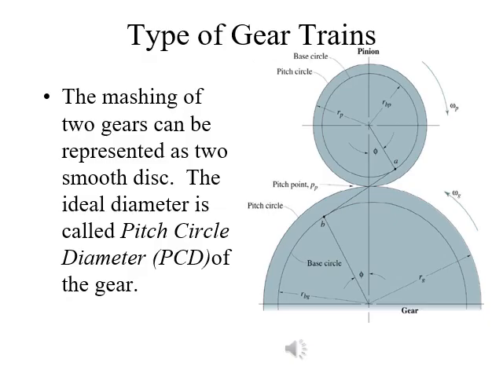You can have various types of gear trains. The first one is the simple gear train. The second one is the compound gear train. And then you have the reverted gear train. And you can also have the epicyclic gear train. In gear trains, you need to rely on the pitch diameter, or sometimes you can use pitch circle diameter, which you can refer back to in the previous slides.